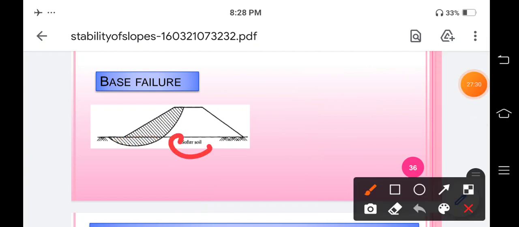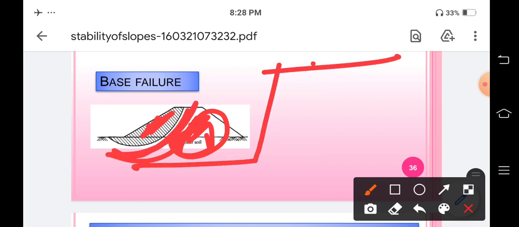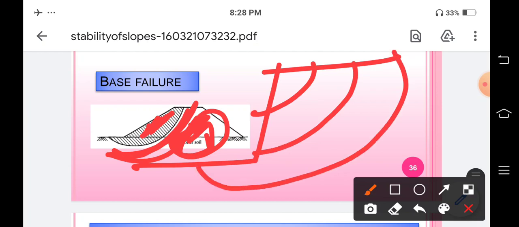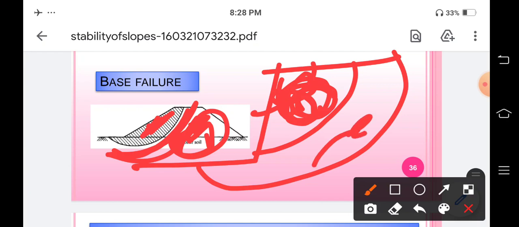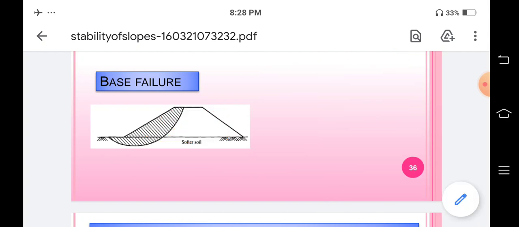This part is made up of soft soil, and this part is made up of hard soil. The hard soil cannot be slipped or moved; it is stable in its original position. The loose soil part will obviously slide down. So these are the three failures. These two parts are made up of hard strata, and these are made up of soft strata. The soft strata will slide in the downward direction. So this failure occurs when the lower part is weaker than the upper part.